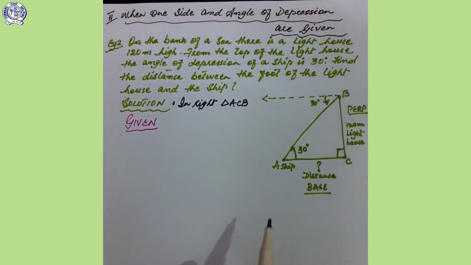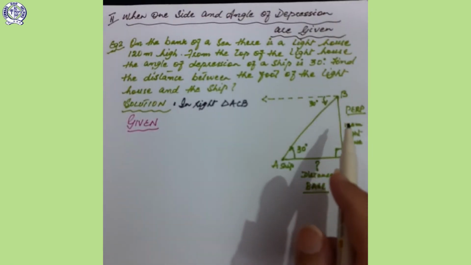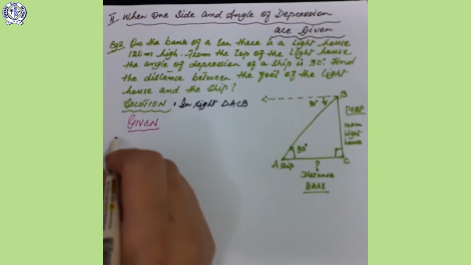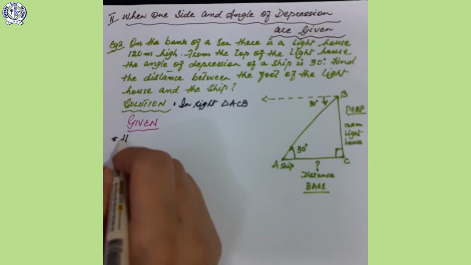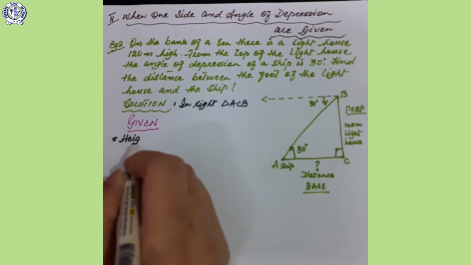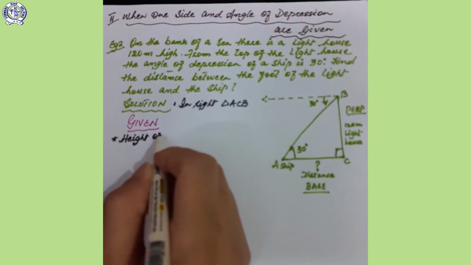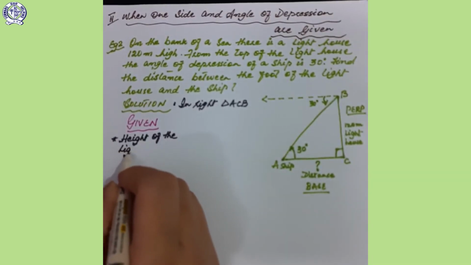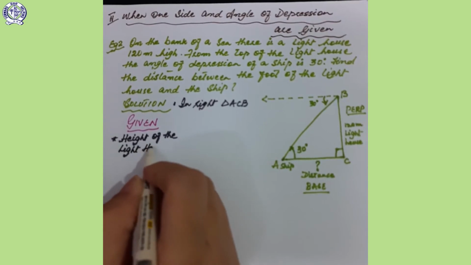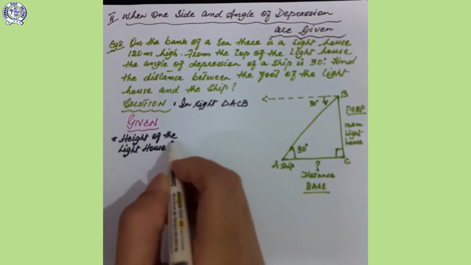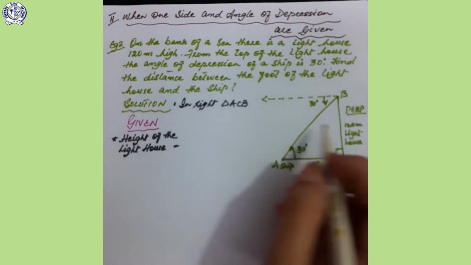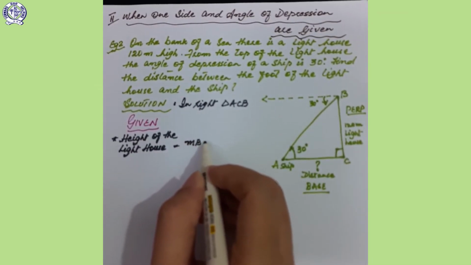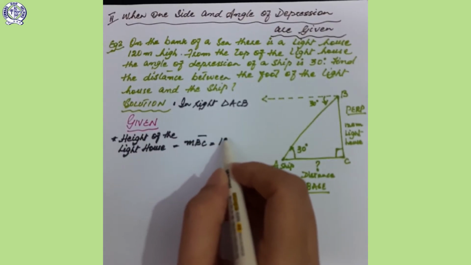Now what is given, you can see given is this, the height of the lighthouse is 120 meters high, so we will mention it. Height of the lighthouse is given, and it is equal to side BC, so BC is 120 meters.